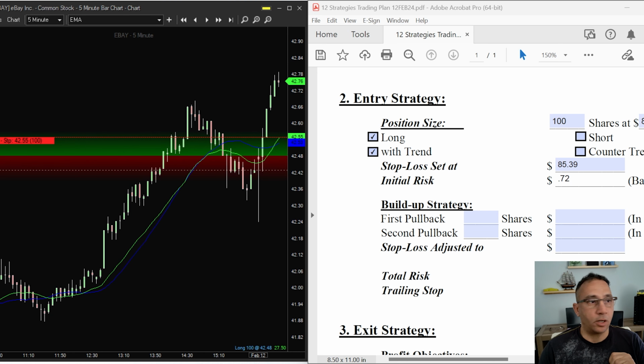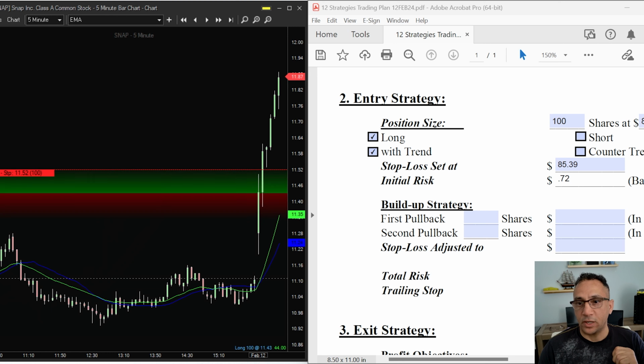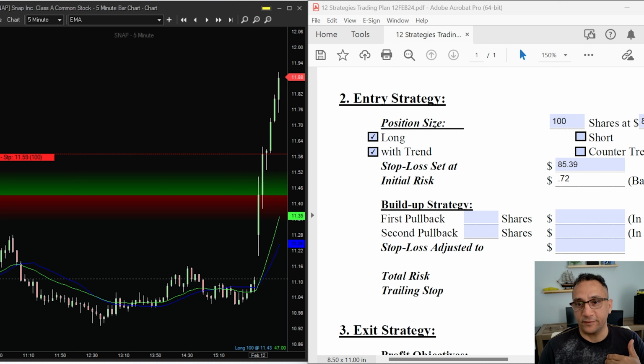All right, let's check on eBay. eBay is still winning. We're gonna adjust it one more time. One more bar. Increase our profit margin. And then we're gonna check on Snap. See, I don't have to stay in one trade. I can do multiple trades at the same time without having to worry, because I'm using automation to my advantage here.